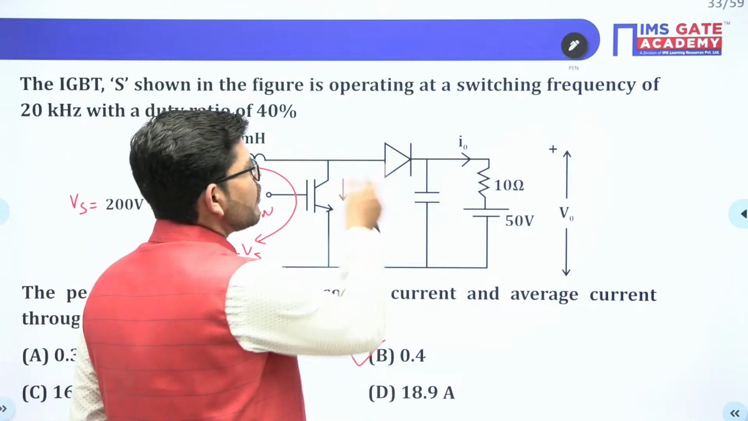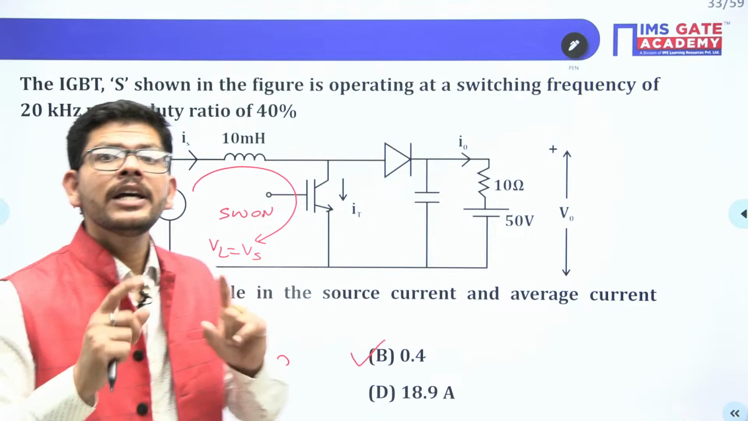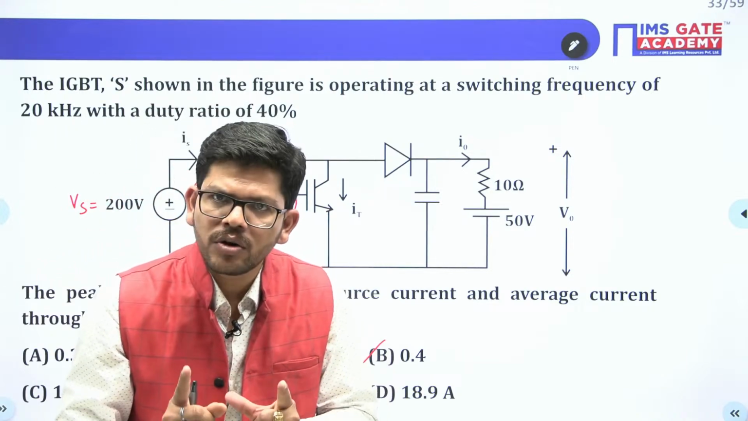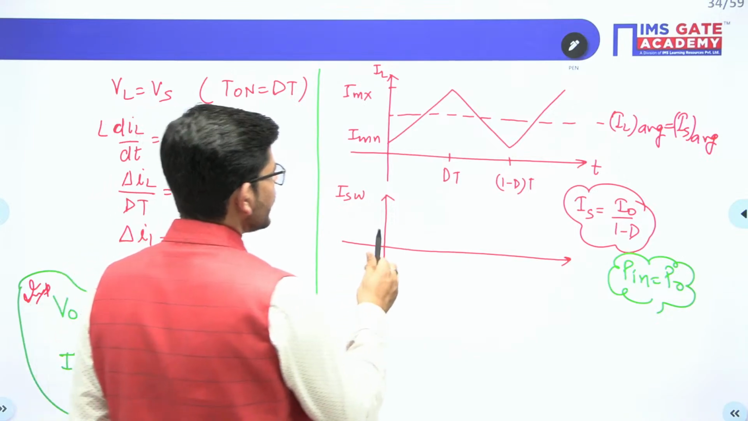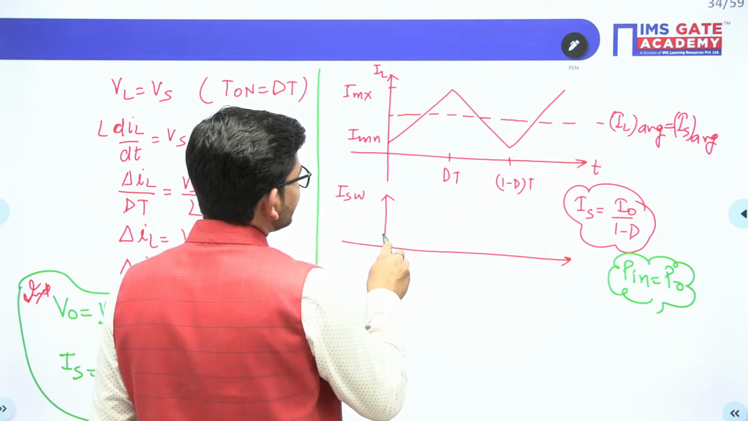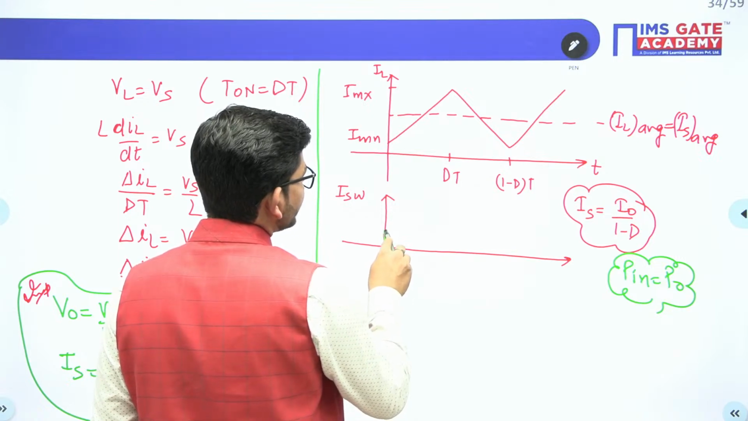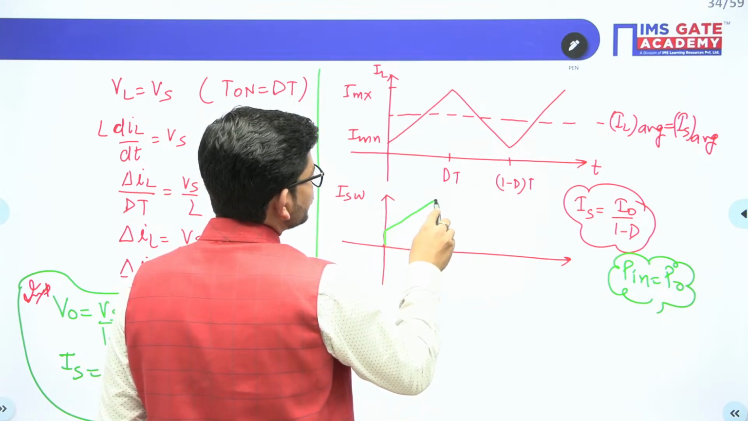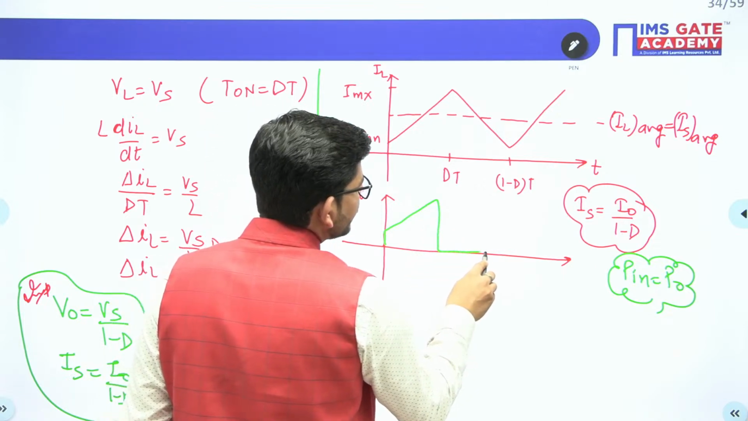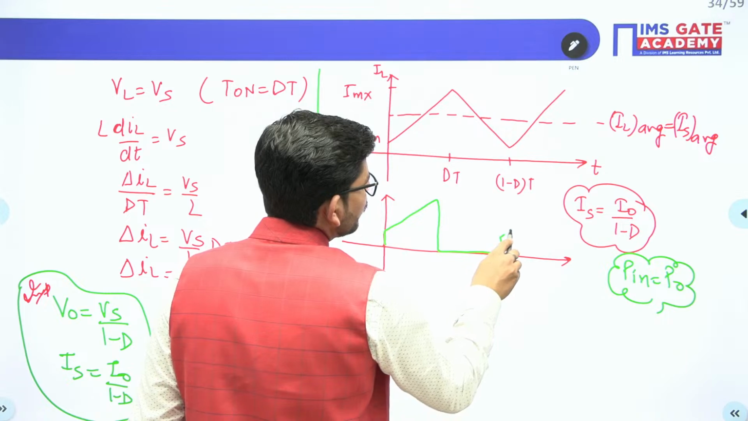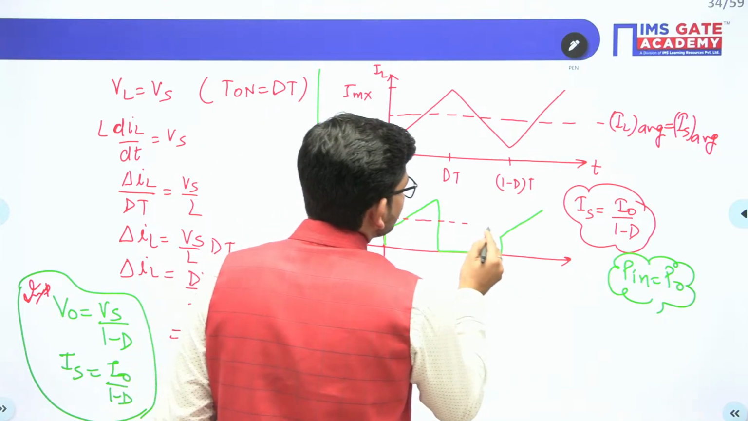Similarly, if we talk about the diode, the diode will carry the same inductor current during the off period. Yes or no? So we have to calculate here the switch current. So what will be the switch current? The switch is carrying the same inductor current during the on state. So whatever the inductor current is, we will plot it directly, whatever the shape it is having during its on state.